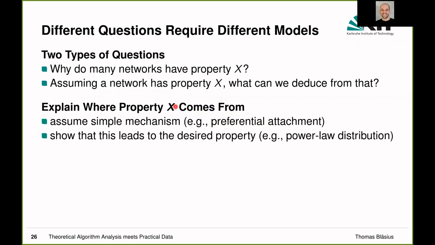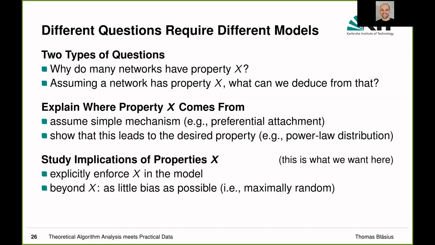So if you want to explain where a property X comes from, then you probably want to assume some simple mechanism that is based in the real world, like, for example, preferential attachment. New arriving vertices connect to vertices that are already popular in the network. This is preferential attachment. And from this assumption, you can deduce that the graph has a power law degree distribution. So you make a simple assumption on some mechanism, and from this assumption, you derive that the networks have a certain property. This is what you should probably do if you want to answer the first question.